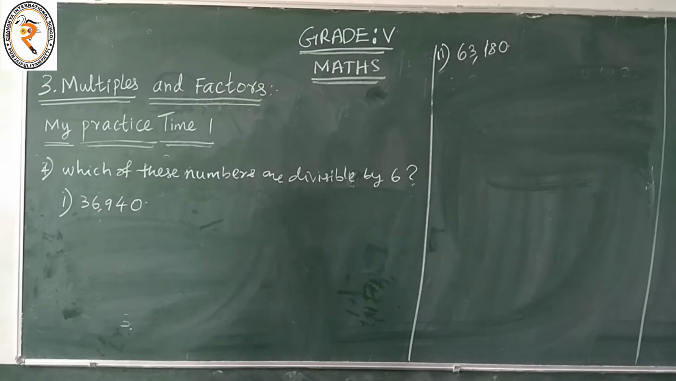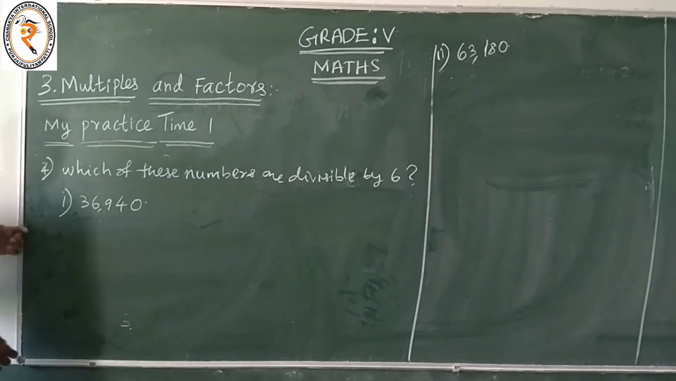Fourth question. Which of these numbers are divisible by 6? Number 1, 36,940.